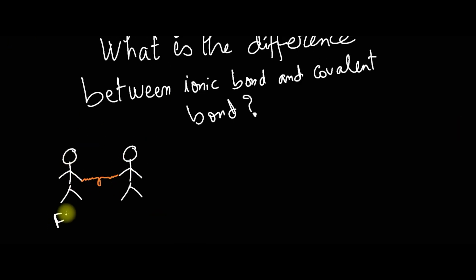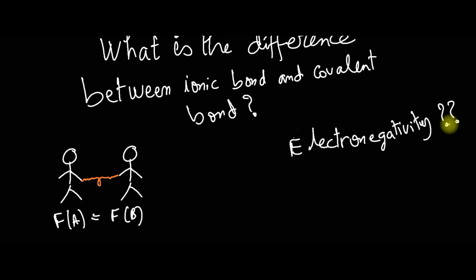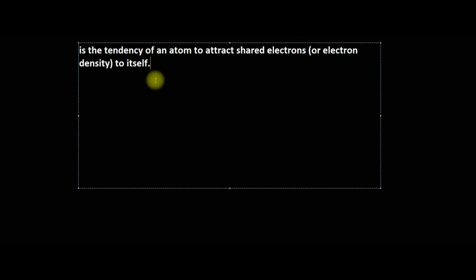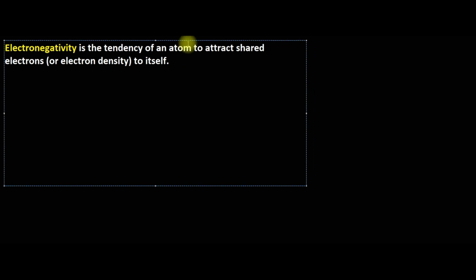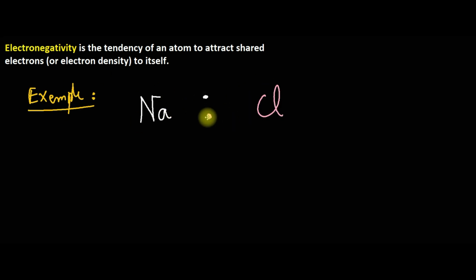Here it is necessary to talk about electronegativity. So what is electronegativity? Electronegativity is the tendency of an atom to attract shared electrons or electron density to itself. For example, if we have a sodium atom with chlorine, chlorine is more electronegative, so it has the biggest tendency to attract the shared electron to itself, right? As a result, chlorine will be negatively charged and sodium will be positively charged.